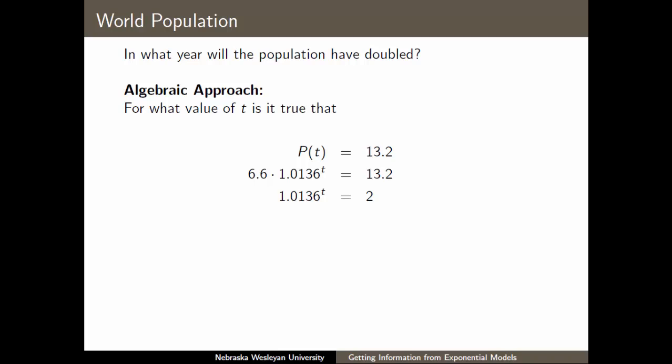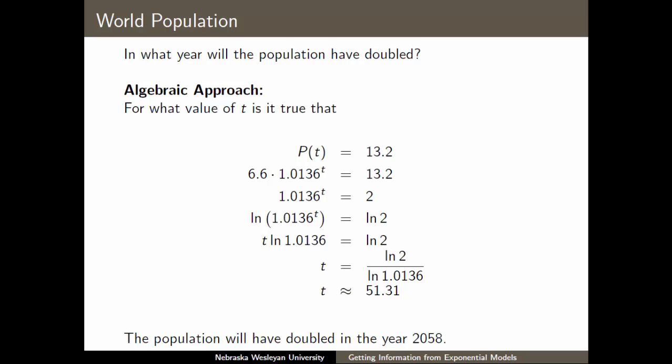Now I have the situation where the variable I'm interested in is in the exponent. Logarithms are precisely the tool we need to remove items from the exponent. So if I take the logarithm of both sides, the left-hand side becomes t times the logarithm of 1.0136. This is the power rule of logarithms we saw when we were talking about logarithm laws. I could isolate t by dividing both sides by the log of 1.0136. If I plug this all into my calculator, I get a value of t around 51.31. So the algebraic approach gave us a slightly better estimate that the population will have doubled in the year 2058.